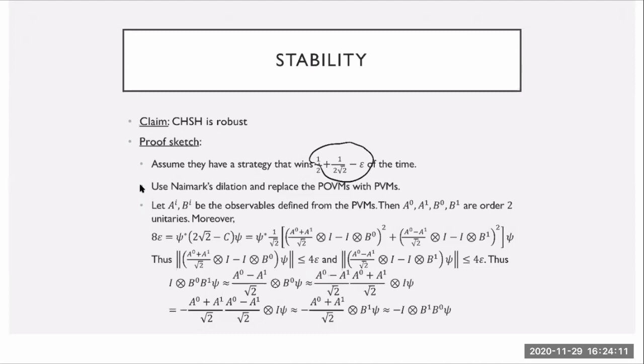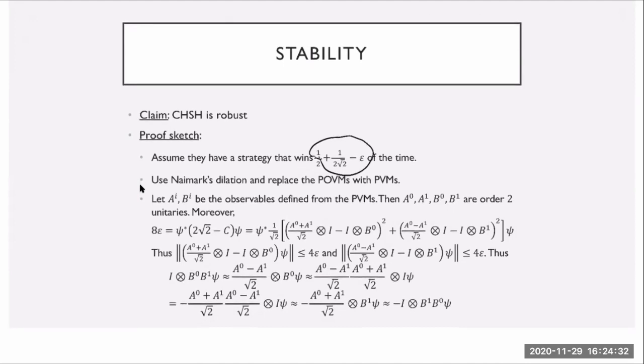Actually, in the proof that I used last week, I showed you that if they win with the optimal strategy, they must be projective valued measures. But in general, we usually don't care and we just assume that these are projective valued measures, using Naimark's dilation. We apply Naimark's dilation on this strategy and we get some projective valued measures. Now the A_i's and B_i's that we defined are actually order 2 unitaries. Great, so these are order 2 unitaries.